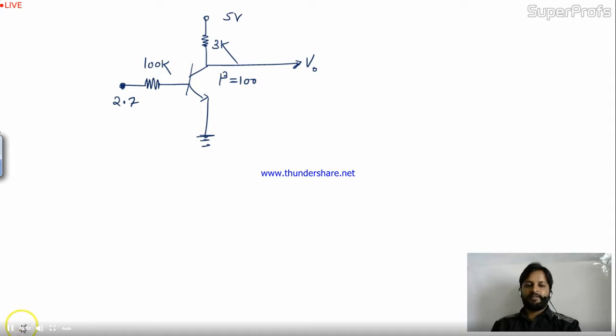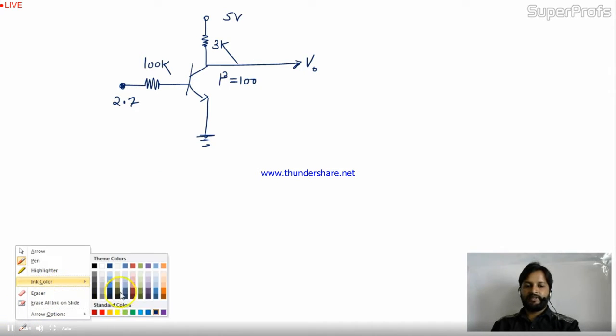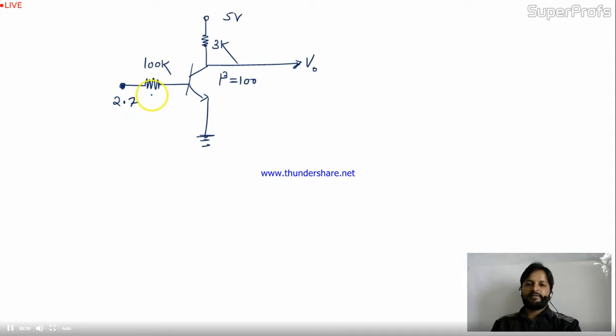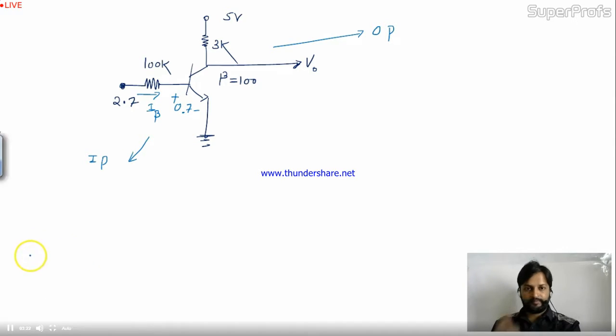You will proceed with this question like this. Wait a minute, let me change the color. VBE is always given and that is 0.7. If not given, then you have to consider it. This is the current IB in the circuit. This is the input circuit and this is the output circuit. So in the input, I can apply the KVL over here, right?